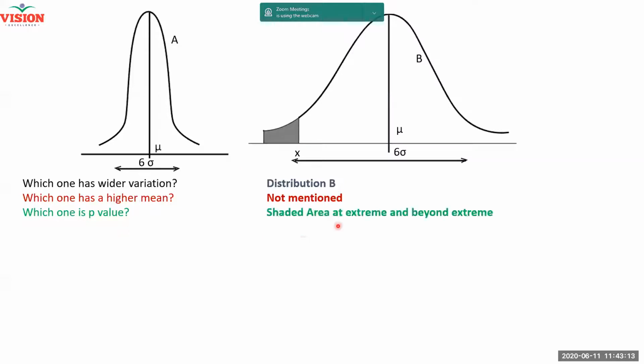Now, shaded area, the extreme and beyond extreme. Please note, this is very careful. This area and beyond this. This is a shaded area completely. I have not completely covered it. Should be completely shaded, right? That is the p-value. Very good.